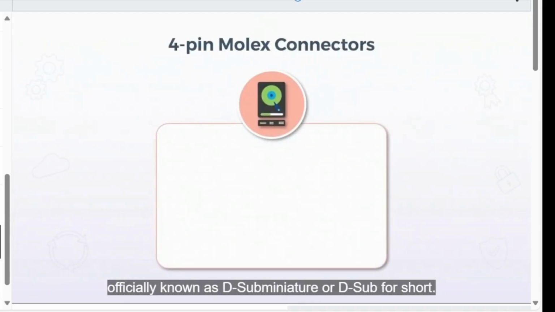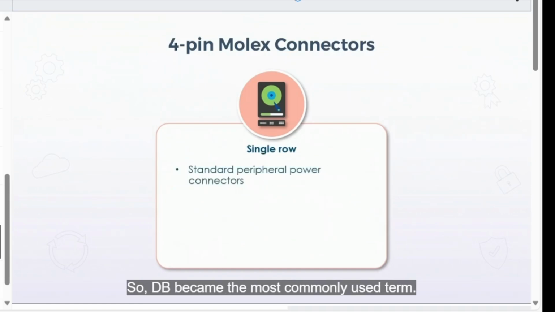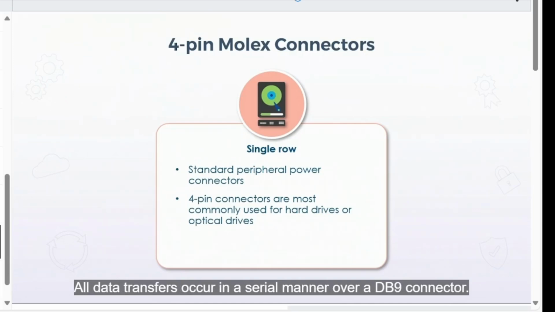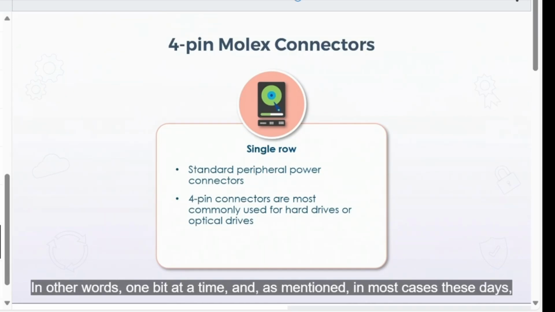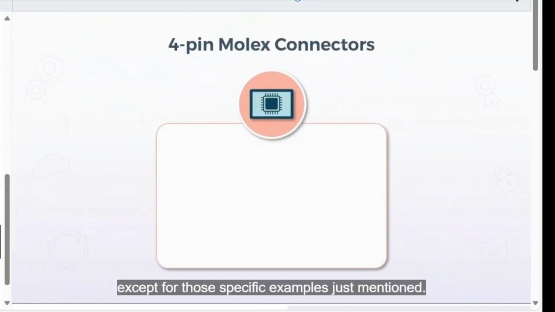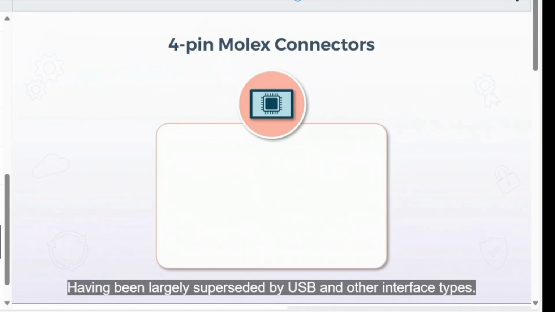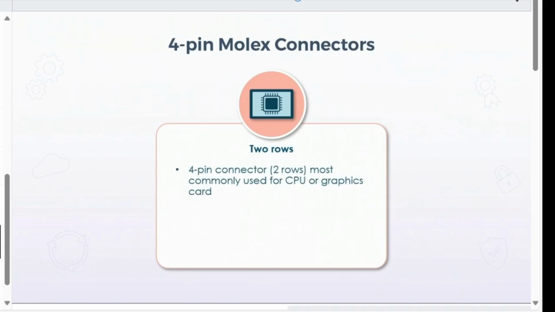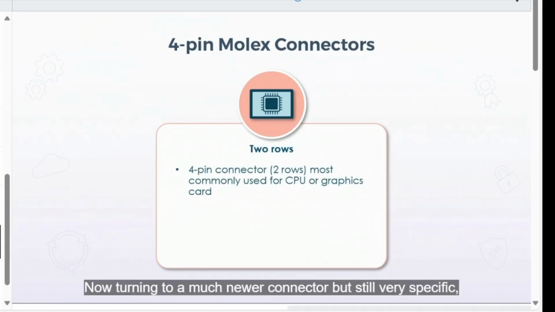Now, with respect to that 4-pin Molex connector that we saw the diagram for, this typically was implemented in a single row, and this was the standard peripheral power connector for devices such as hard drives or optical drives. So again, the connector itself was probably only about an inch across, and it had 4 sockets on the connector side, which would be inserted over the 4 pins on the device end. Now, you might also see a 4-pin Molex connector configured in just 2 rows. So there were still 4 in total, but 2 per row. And this was most commonly used to power the CPU or perhaps a graphics card.